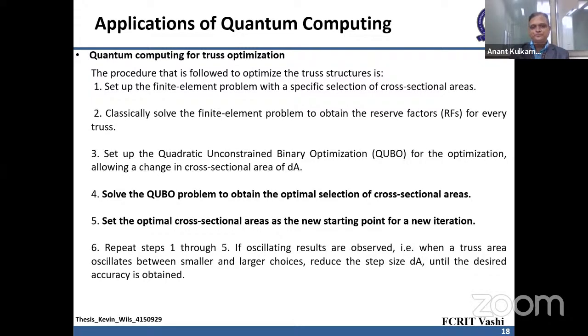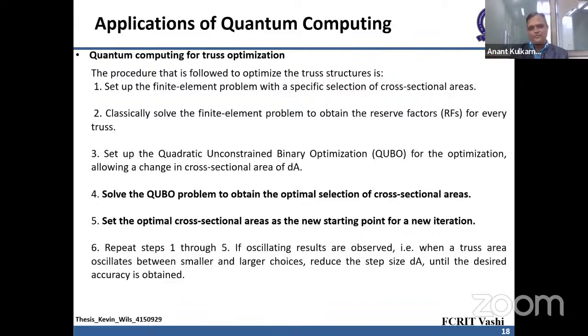Now, with the help of quadratic unconstrained binary optimization, the optimization of the truss allows a change in cross-sectional area. How much cross-sectional area is for each arm? That will be decided by this quadratic unconstrained binary optimization. Once it is done, solve the problem to obtain the optimal selection of the cross-sectional area. Now go to the second iteration, then the third iteration, and the process will go on till you get the optimized result. In this way, we can use quantum computing for civil engineering.